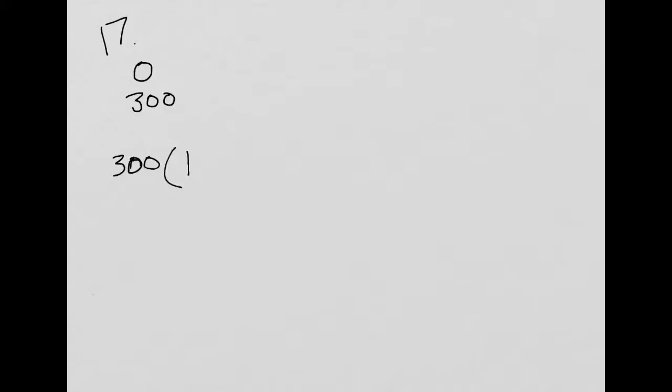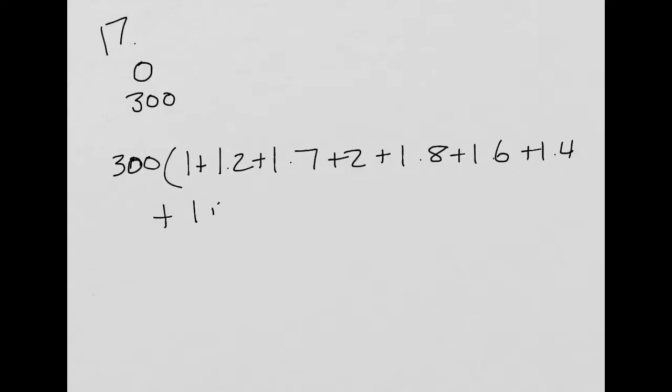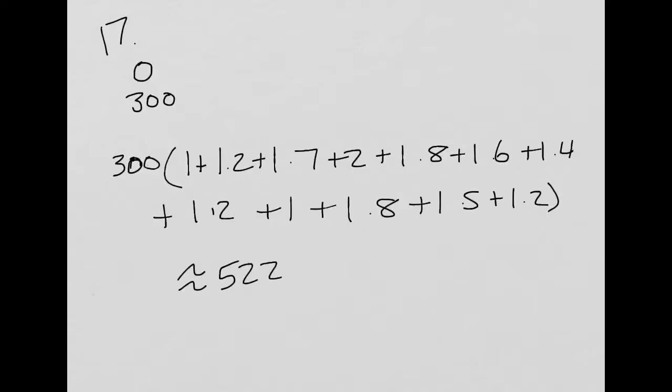And then you're going to use L, the left, so you'll do 1, 1.2, 1.7, 2, 1.8, 1.6, 1.4, 1.2, 1, 1.8, 1.5, and 1.2. When you type that in, you get that the distance is approximately 5,220 meters. So that would be A.